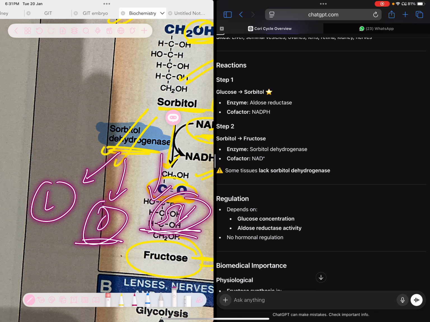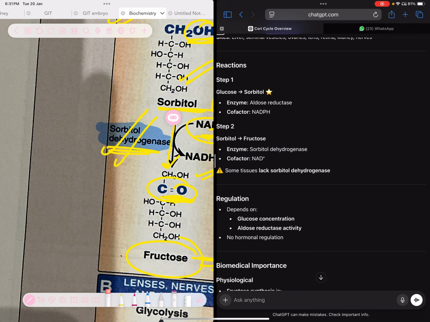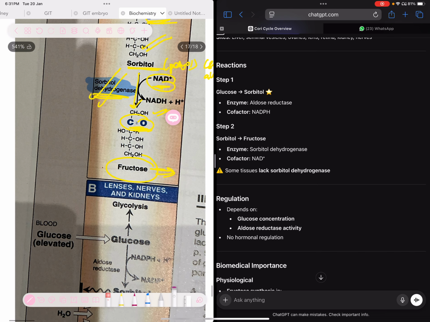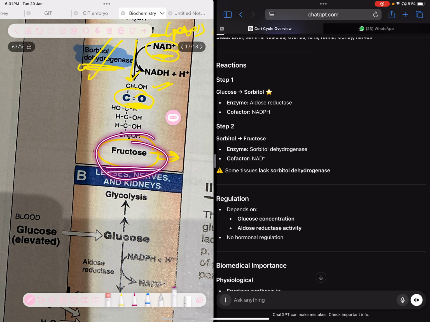So seminal vesicles, ovaries, and liver. That's it. Now, this two reaction pathway. So this is a two-step pathway, right? Two-step reaction or two reaction pathway from glucose to fructose. This is of prime importance in seminal vesicles because the sperm cells are going to use the fructose as a major source of carbohydrate energy.